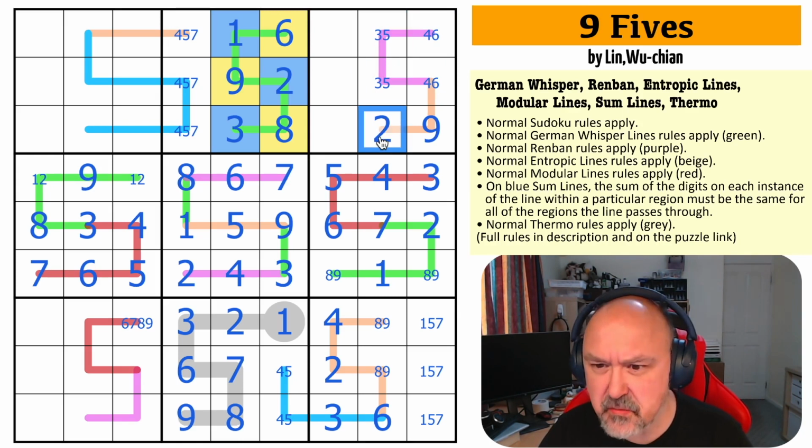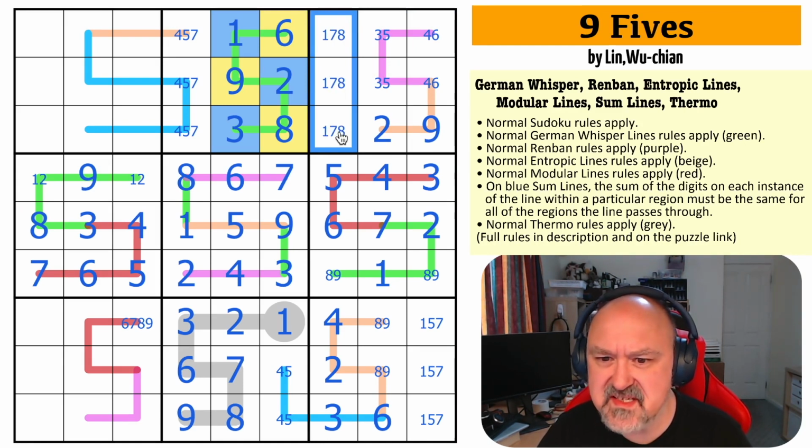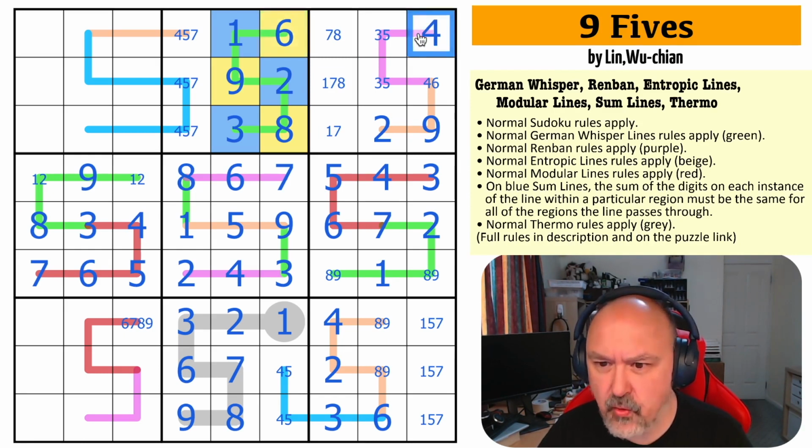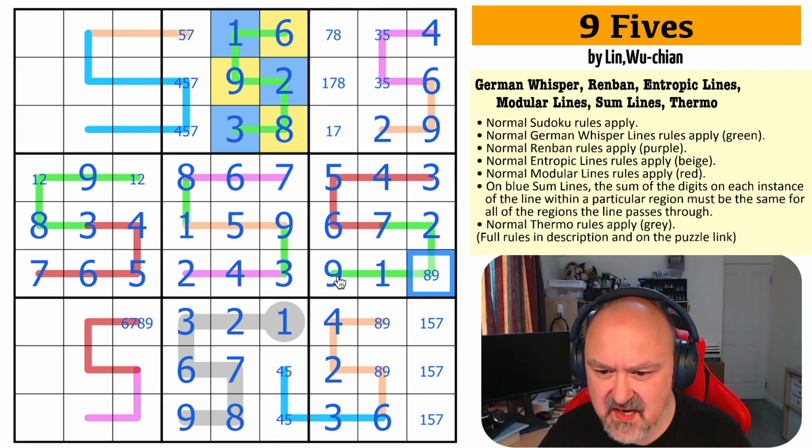So this is the 2. This is already a middle digit. And these are 1, 2, 3, 4, 5, 6, 1, 7, and 8. Well, there's no 8 there. There's no 1 there. This 6 makes this 4, which makes this 6. That takes 4 out of there. 1, 7, 8 makes this 9 and this 8.